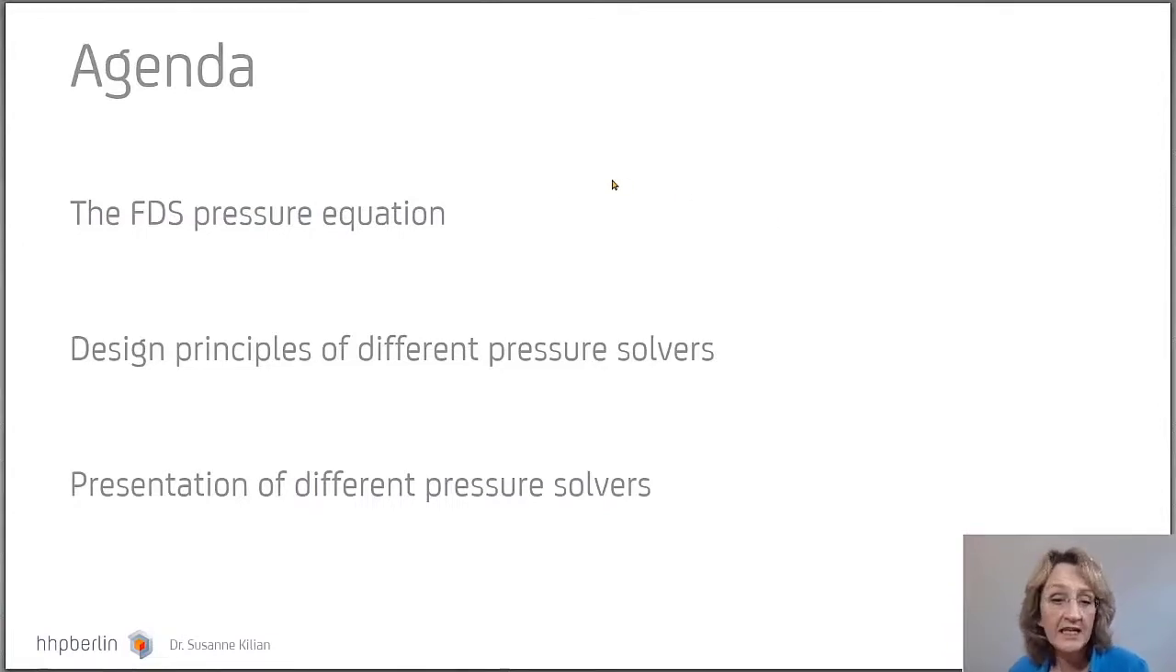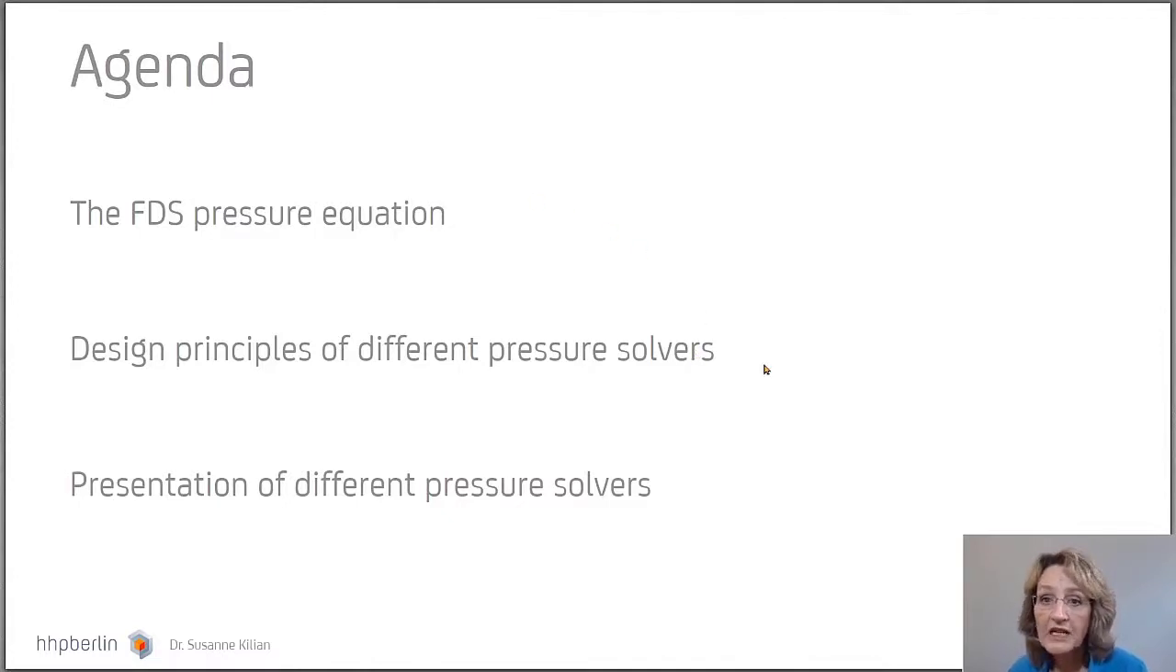Now, what's the agenda of my presentation? In the first part, I would like to briefly give you a formal description of the FDS pressure equation. But don't be afraid, apart from a few formal slides that are just necessary to introduce the topic, I promise that I do not want to bother you with too many mathematical formulas, but I would much rather like to give you an intuitive understanding of the very special intrinsic properties of this equation and especially draw your attention to the consequences they have in terms of efficient parallelization.